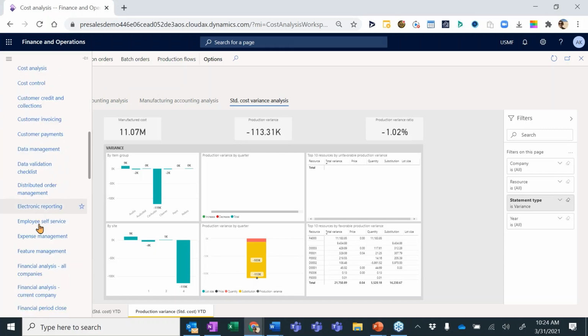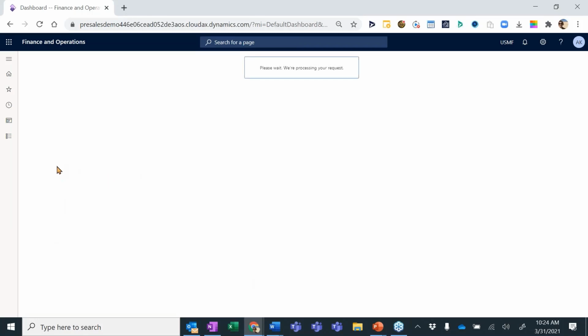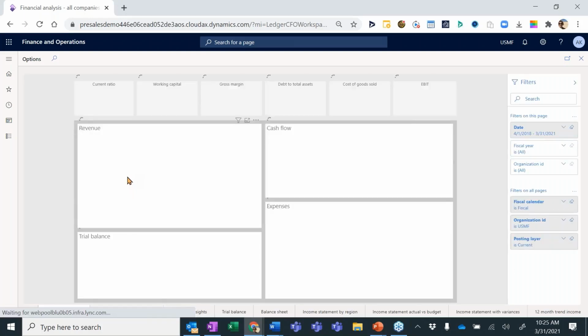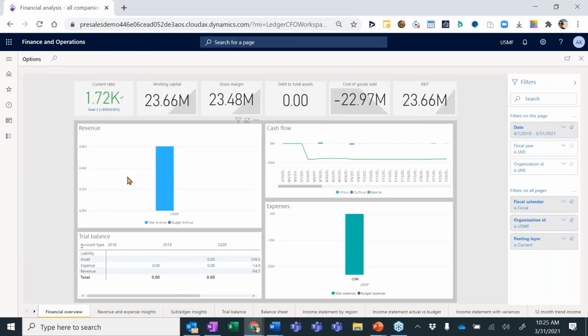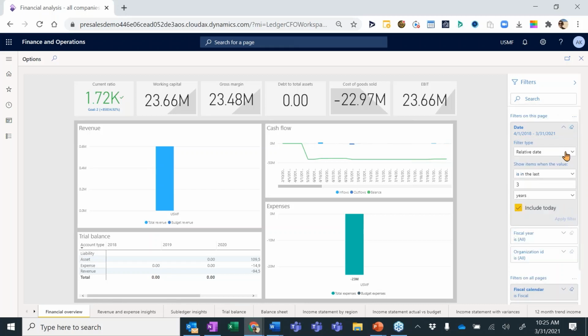The last batch I want to show you is the financial analysis. It's warming up, bringing down the data for me. And this is giving me a financial review of my company as I am sitting right now. I want to see if I can flip this date. I'm not going to flip the date.